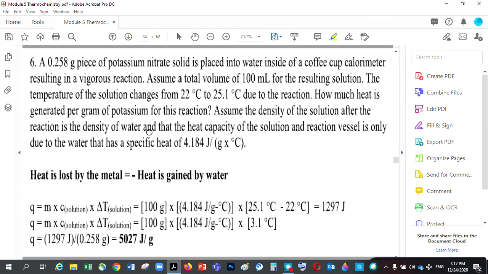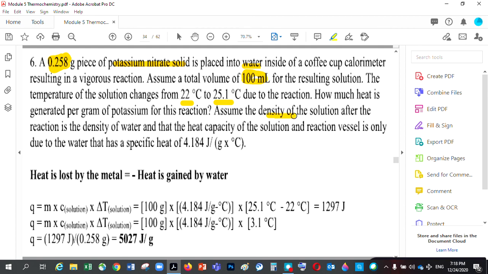I have another example here. 0.258 gram of potassium nitrate solid is placed in H2O inside a coffee cup calorimeter, resulting in a vigorous reaction. Assume a total volume of 100 mL for the resulting solution. We assume that the solution has a density of H2O, correct? So the solution is mostly made of the solvent H2O. For the resulting solution, the temperature changes from T initial to T final due to the reaction. How much heat is generated per gram of potassium nitrate for this reaction?